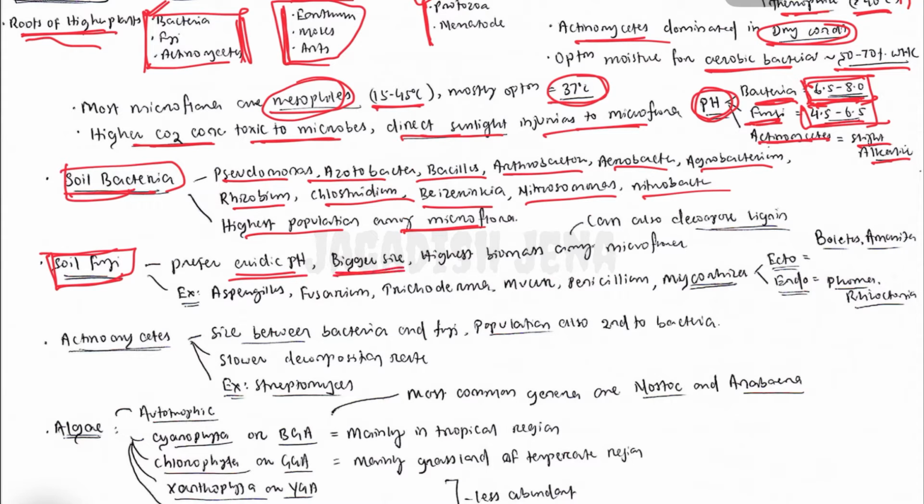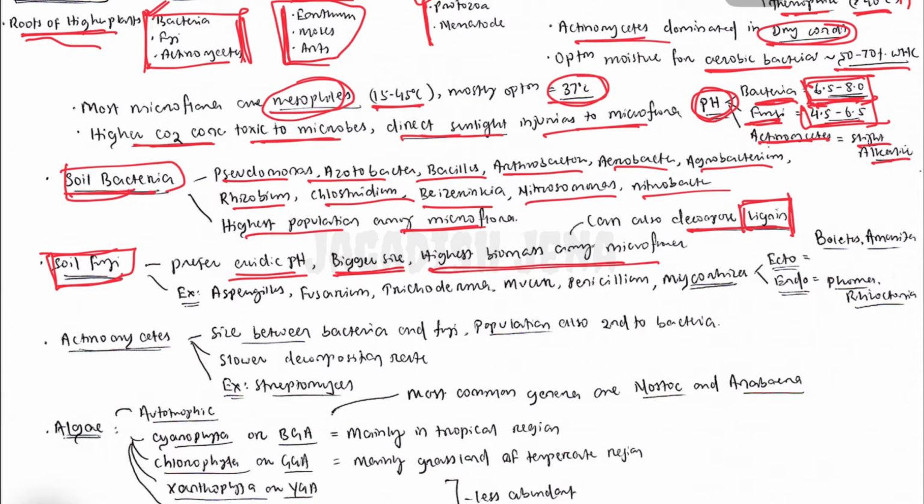Then they are larger in size than bacteria, and they have the highest biomass among the microflora in the soil. Okay. If we take 1 gram biomass, and if we ask which microflora has the dominance in weight, then you can blindly answer fungus. They can also decompose lignin. Lignin cannot be decomposed by bacteria, but fungus can decompose lignin.